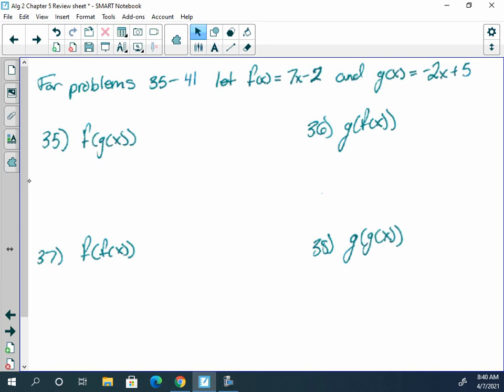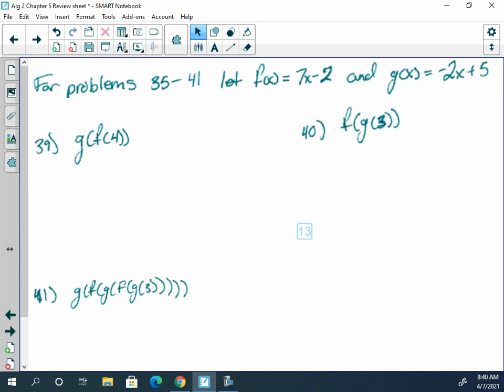Is there one of these that we want to look at specifically? Number 41: g of f of g of f of g of 3. Now, when we looked at these, where did I say that we should always start? Inside. We should always work from the inside out. Even though it has a whole bunch of them, really all I'm worried about to start with is g of 3. So I'm going to plug 3 into g of x.